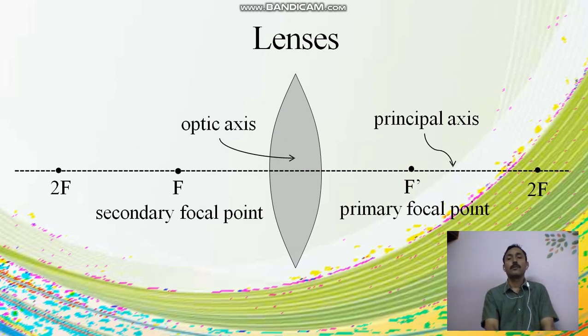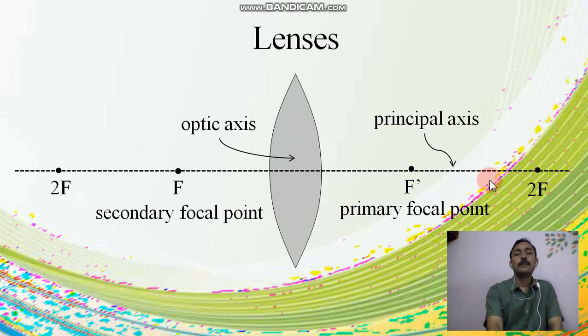Now this arc is a part of a sphere and its radius is 2f. We can call it r. So r is equal to twice the focal length. The distance from the optic axis to F dash is known as the focal length. So twice f is the radius of curvature.